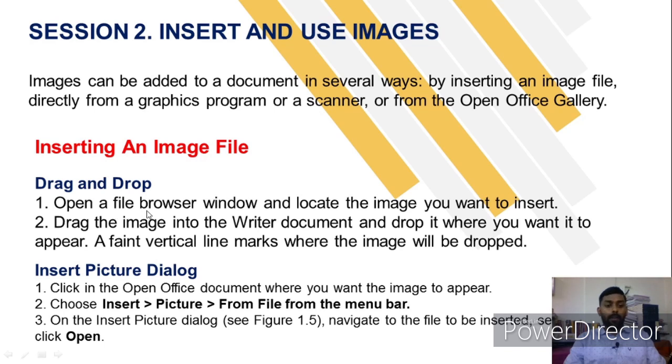Open a file browser window and locate the image you want to insert. Drag the image into the Writer document and drop it where you want it to appear. A faint vertical line marks where the image will be dropped. That's it. Then the insert picture dialog: click in the OpenOffice document where you want the image to appear, then choose Insert, Picture, From File from the menu bar.